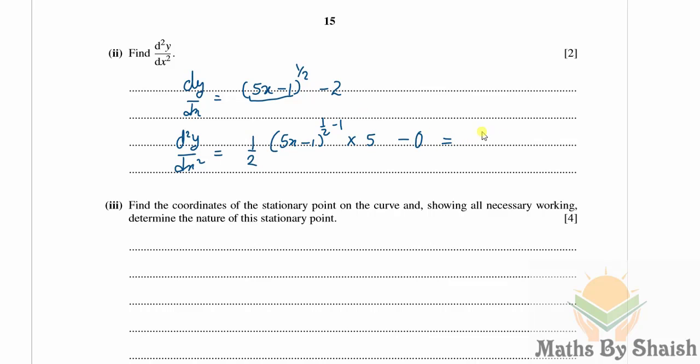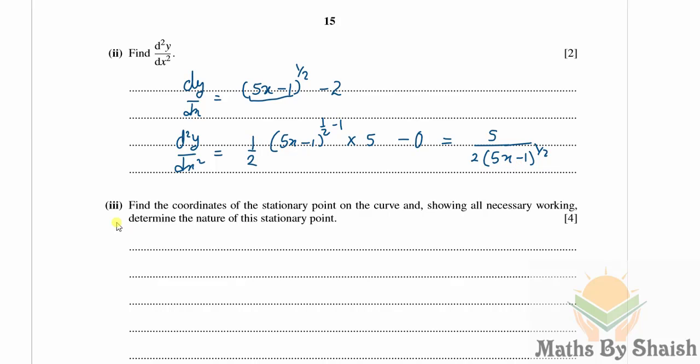So d2y over dx square is 5 over 2, and since it is going to be minus 1 by 2, I'll take it in the denominator, and I will get (5x minus 1) to the power 1 by 2. Since in the numerator it is minus 1 by 2, in the denominator it would be plus 1 by 2. So we could have left it here also, that's completely fine.